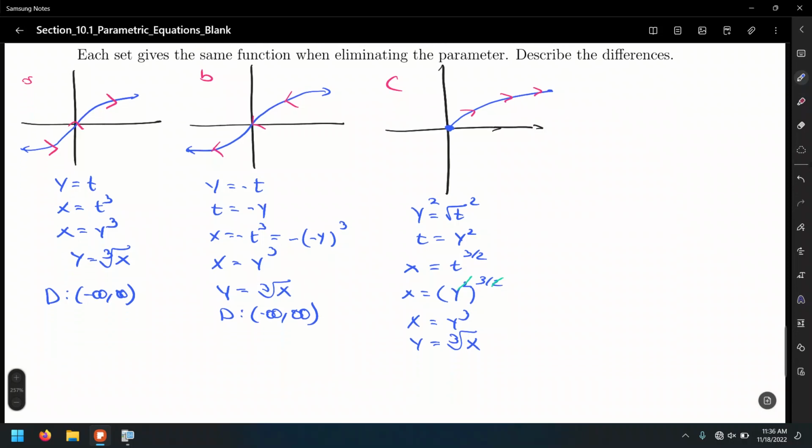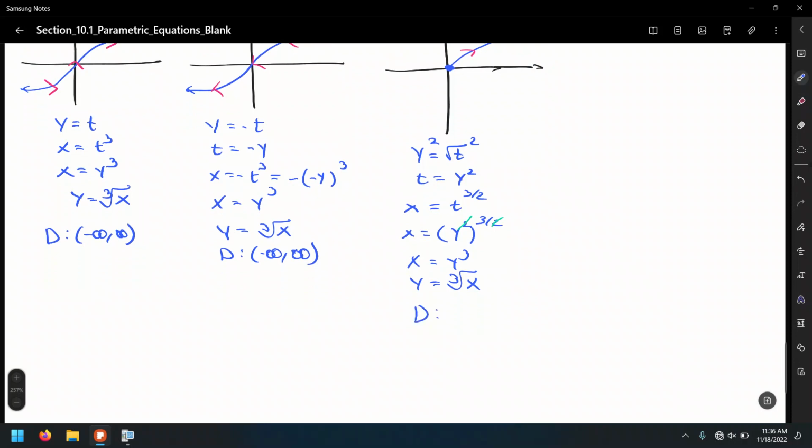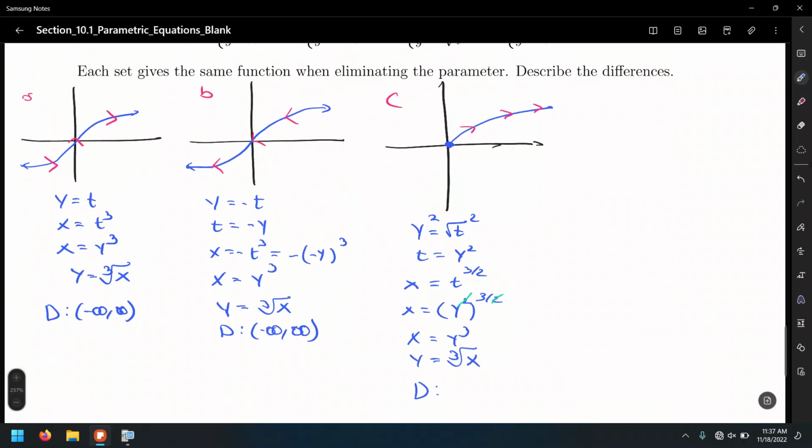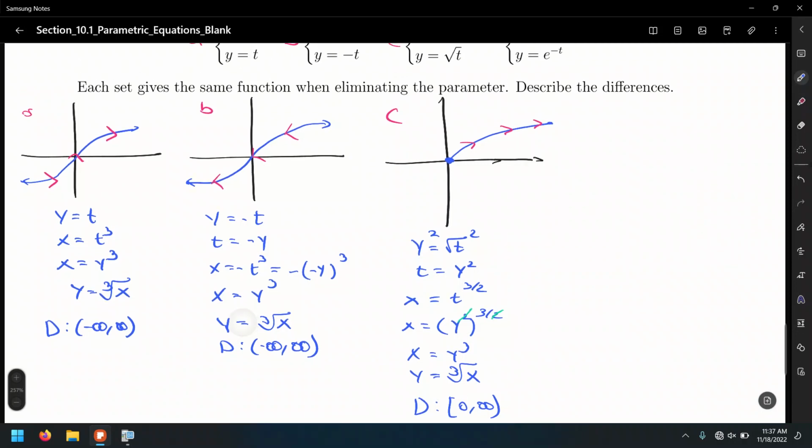Yes, we get yes. That's when we have even power, even indices in this case. So in this case, the domain is not all real numbers like in cases A and B, but from 0 to infinity, and in this case, including the 0. What is that? All positive and 0. Yes, because the domain of the square root function also includes the 0.